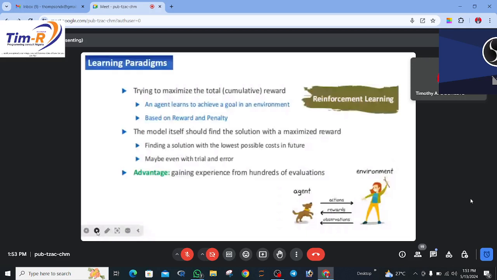The pictorial visualization here shows the environment and then the dog. The environment is what the agent needs to act on. The agent carries out a task, makes an observation, and gives out an action. It is going to be penalized or rewarded based on the actions. That's reinforcement learning. It's the best.